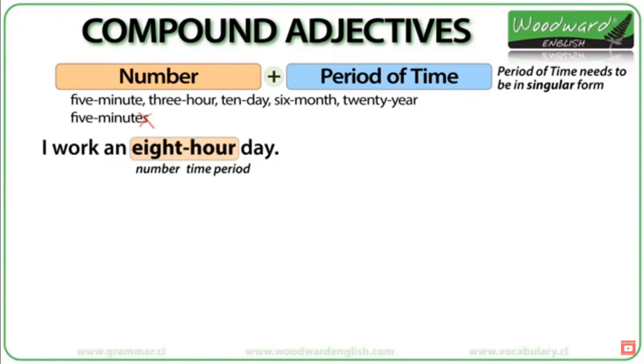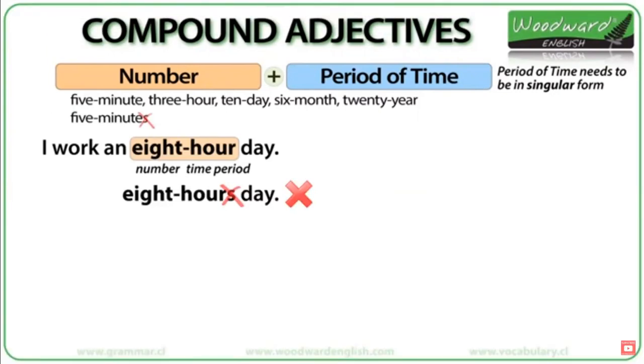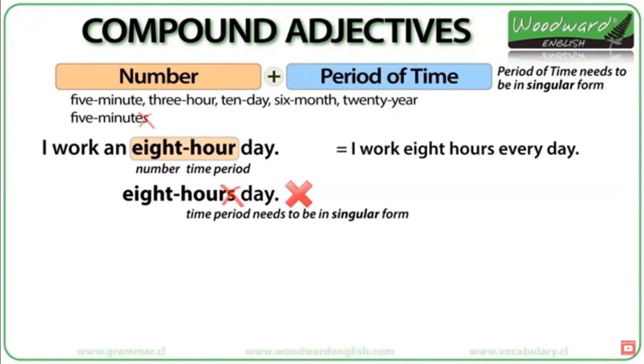Let's look at the first example. I work an 8-hour day. We do not put an S at the end of hour. We cannot say, I work an 8 hours day. This is not correct. The time period needs to be in its singular form. I work an 8-hour day. This means that I work 8 hours every day. There is an S at the end of hours in this sentence on the right because it is not a compound adjective that goes before a noun.